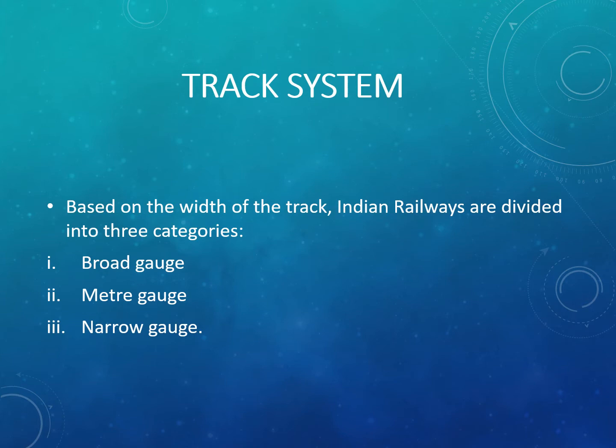Track system. Based on the width of the track, Indian Railways are divided into 3 categories. They are broad gauge, meter gauge, and narrow gauge. These gauges were designed during the colonial period, keeping in mind the volume of traffic and movement of goods in different areas of the country. Now, let's learn about these track systems in detail.